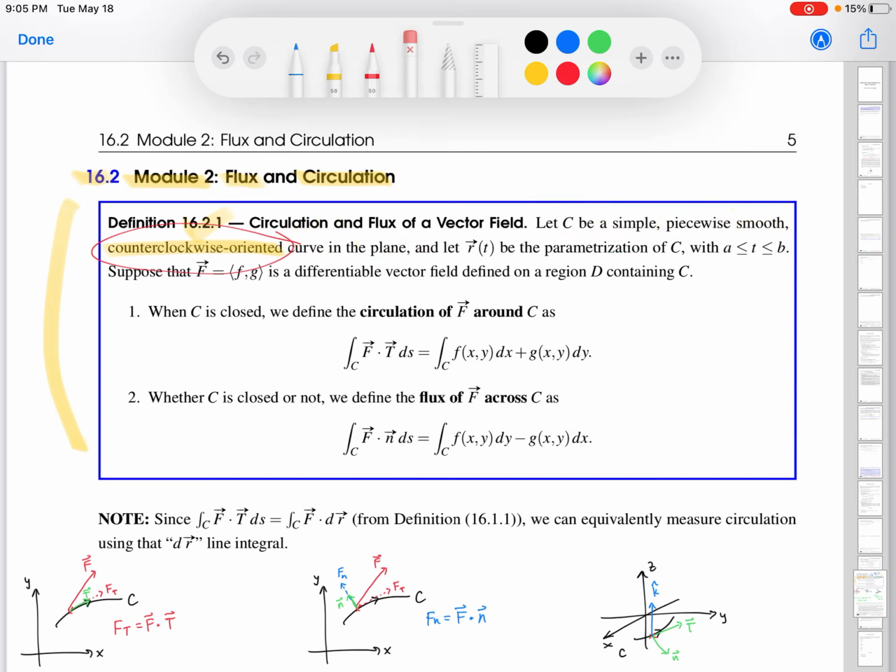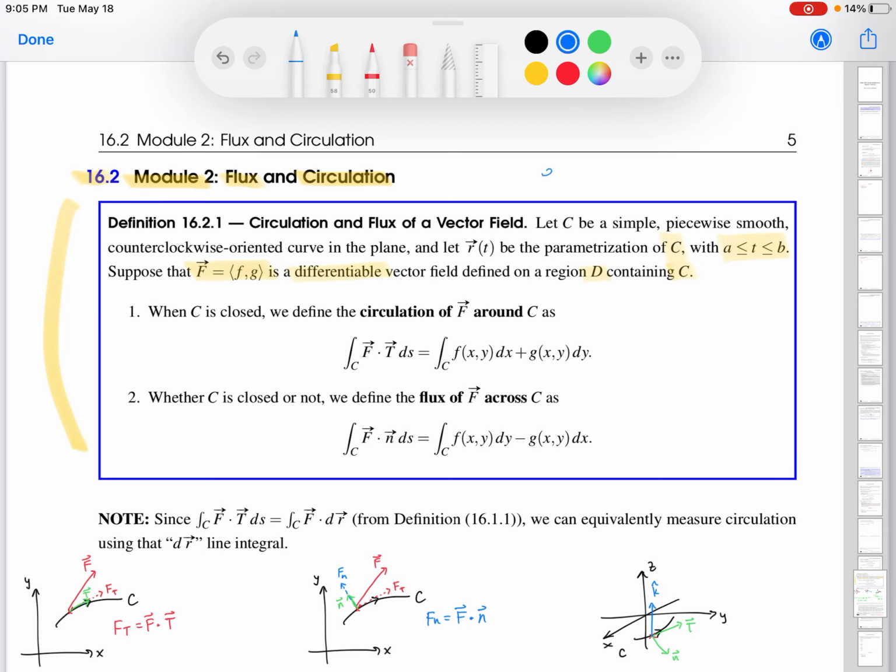And then let's see what else is in this definition. We have, suppose R of t is a parametrization of C. So I know x of t, y of t, for example. I'd parametrize each of the points along C, and t is between a and b. Suppose also that the vector field F has two components, f and g, which are differentiable. I can find their partial derivatives on some region containing C.